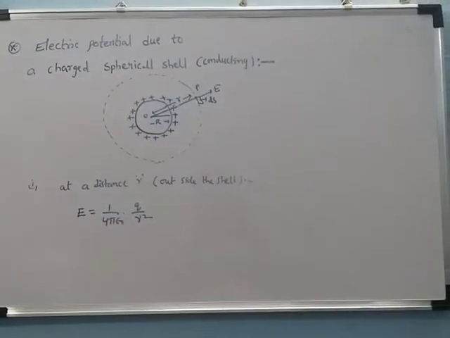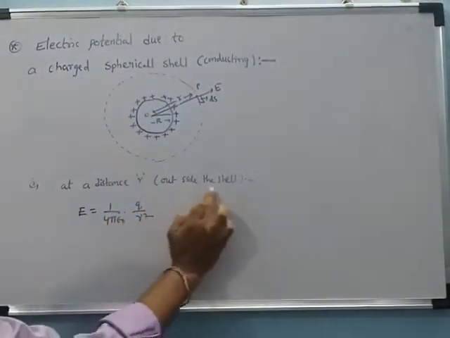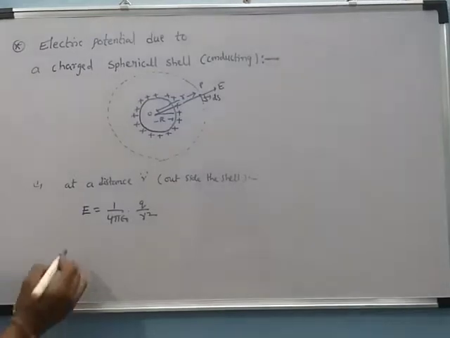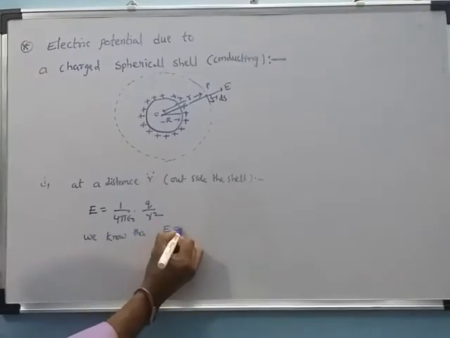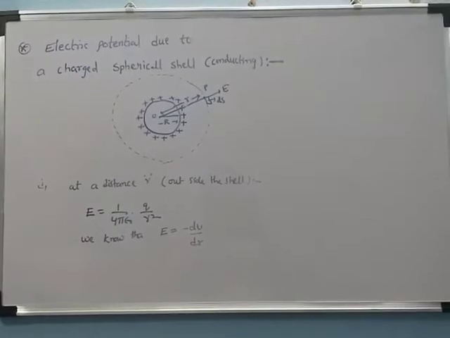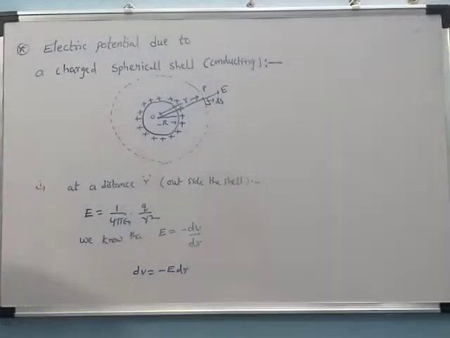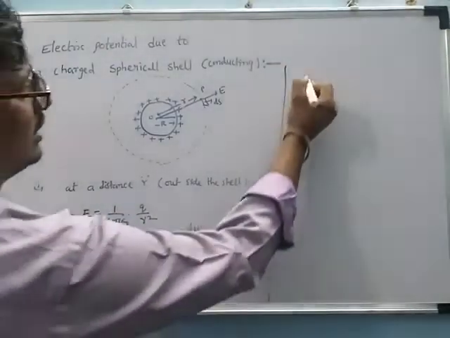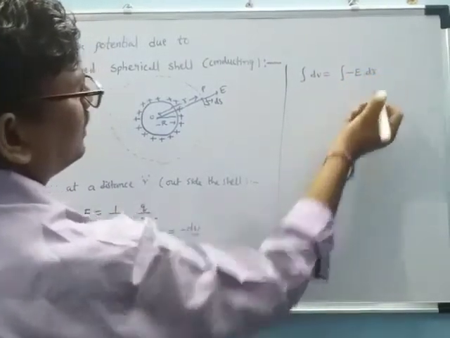Using this formula, we can find the electric potential outside the shell. We know the relation between the electric field and potential: E is equal to minus dV by dr. Then by cross multiplication, dV is equal to minus E into dr. Integrating on both sides, the integration of dV is equal to the integration of minus E into dr.